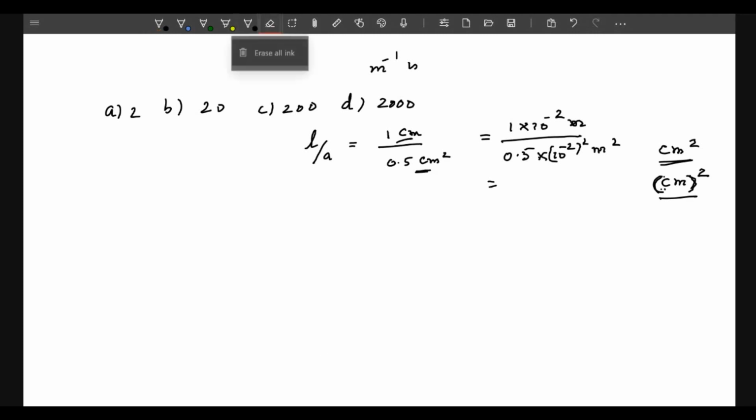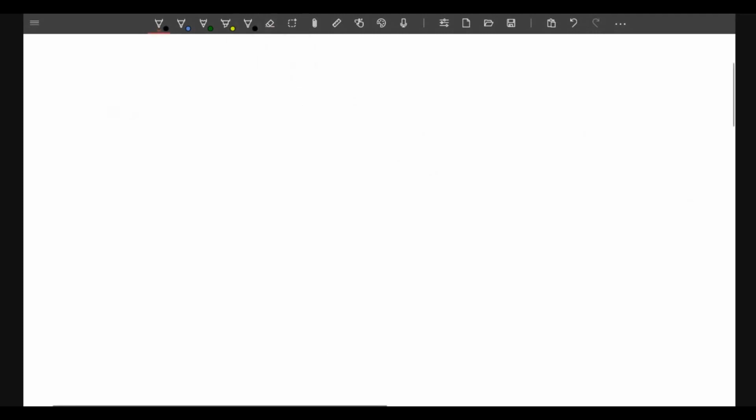Next, we will have another type of problem. The specific conductance of an electrolyte of 0.1 normal concentration is 0.14 per ohm per meter. Here the specific conductance is given in per meter.